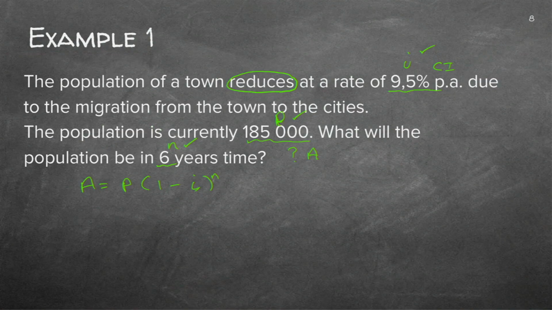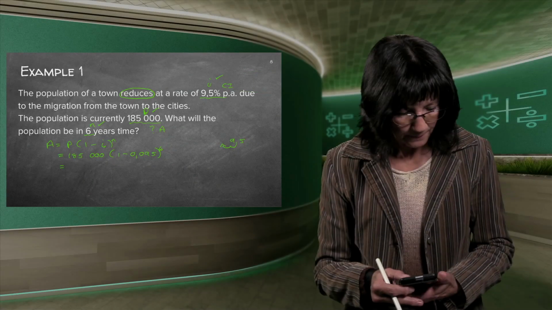So let's just start filling in. This is 185,000. 1 minus the interest rate, be careful, 9.5. If I move my comma 2 spaces, it becomes 0,095. Most students are going to write 0.95. Please be careful, because then your whole problem is going to be wrong. To the power of N, what was N? 6 years. And all you do now, you grab your calculator and you click it.